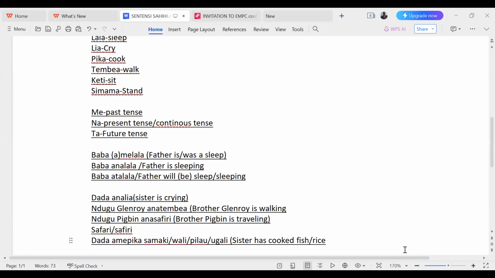And others who cook, baba, amepika. Baba amepika, you can say "baba amepika samaki", "baba amepika pilau", "dada amepika", "mama amepika", "mtoto amepika". You can say anything there, as long as you have other verbs you can put in. But as long as you know "baba amepika", or "atapika", or "anapika", you can use anything. As long as you have these words, now you can construct them with any verb you have to make a simple sentence.